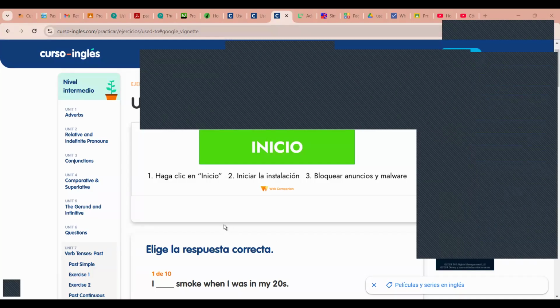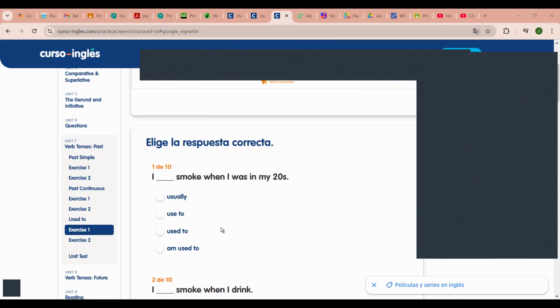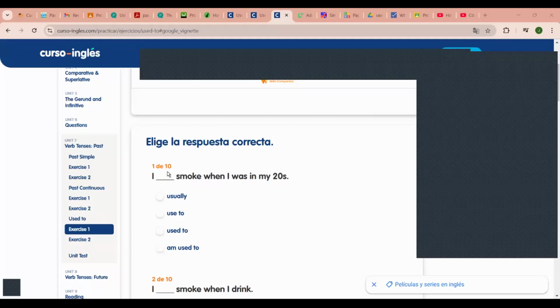And let's go back to the top of the list with Ada. Number 1. I used to smoke when I was in my 20s. All right? I used to smoke. This was an old habit. You don't do it anymore. I used to smoke.